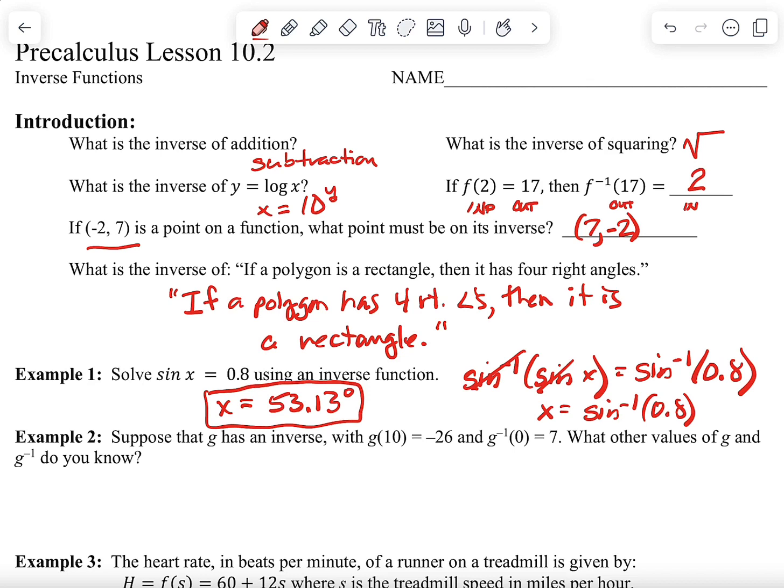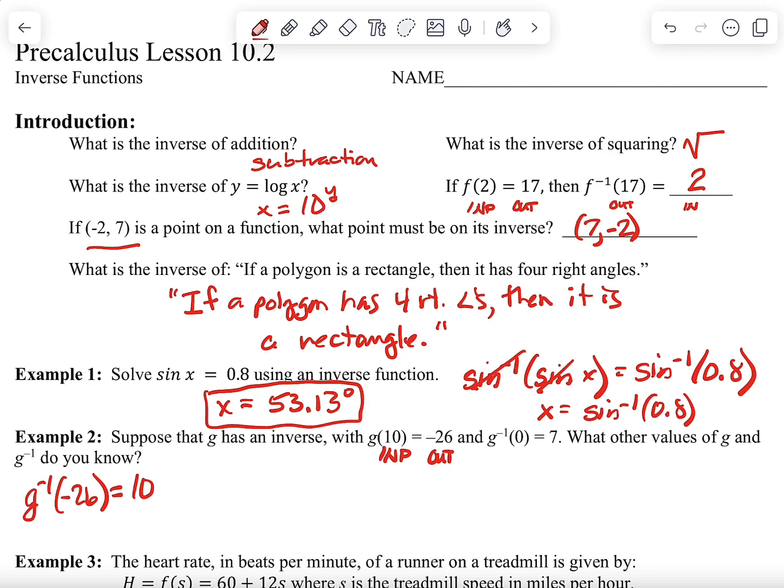Example two, if you know that g has an inverse and g at 10 equals negative 26, they're asking for what other values you might know. Well, remember, when you say it kind of in the frontwards version, 10 is considered the input, and negative 26 is considered the output. And so other values that you would know is that the inverse function of g at negative 26 would equal 10. That would be another statement you could write using the information in the original statement.